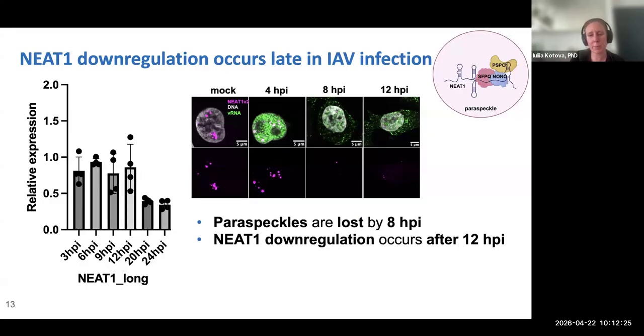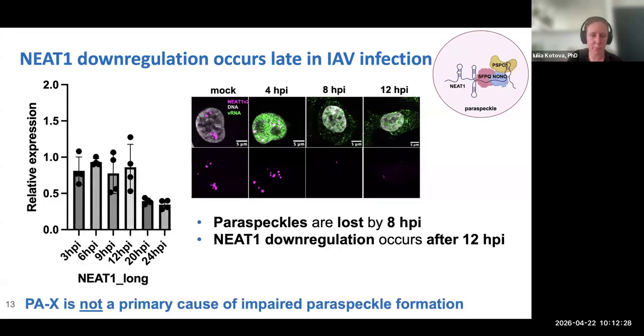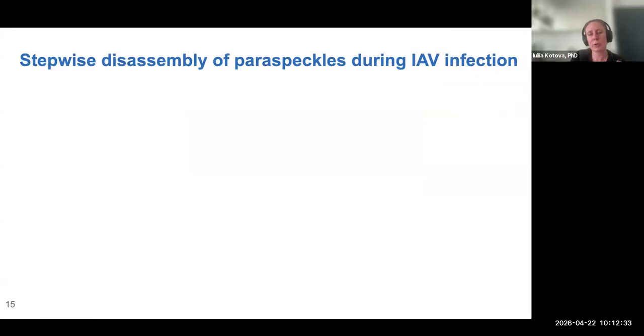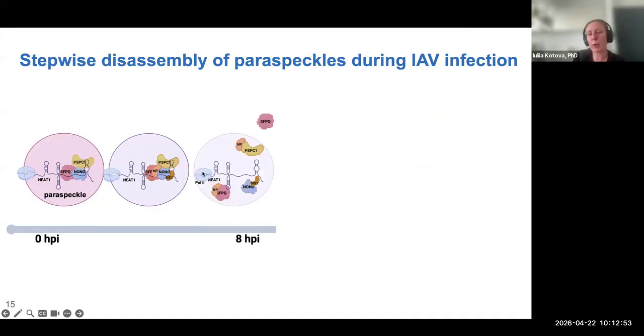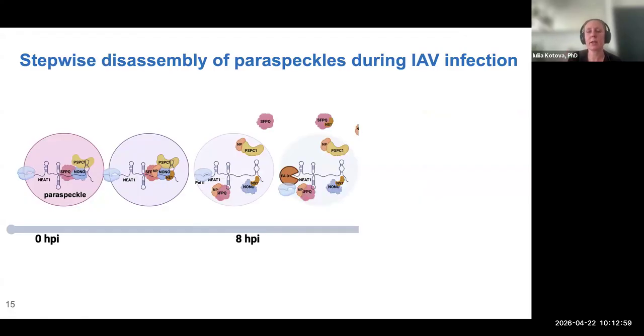So what we think is actually happening is that the primary cause of paraspeckle disruption is not PA-X. So in our model, at the beginning of the infection, we have paraspeckles that are functioning and present. Then when the infection progresses, there are more and more viral proteins present around, and they start interacting with the paraspeckle components, probably causing dissociation and also leaving NEAT1 unprotected. And then PA-X can degrade it much more easily. That's why after 12 hours post-infection, we don't see NEAT1 present either.